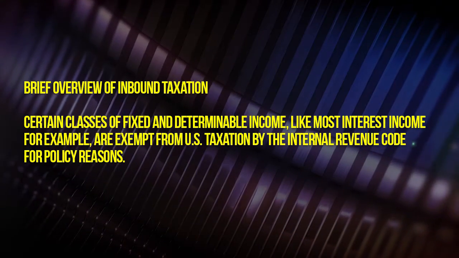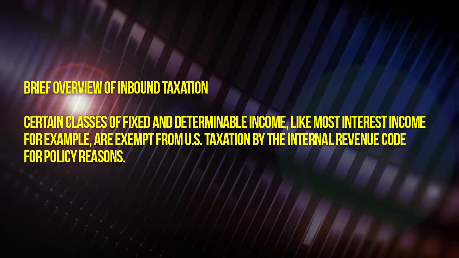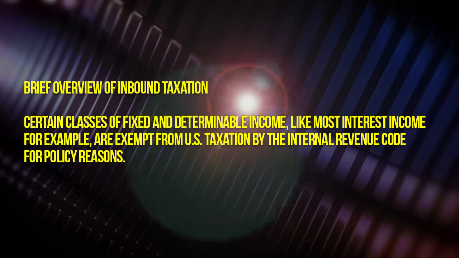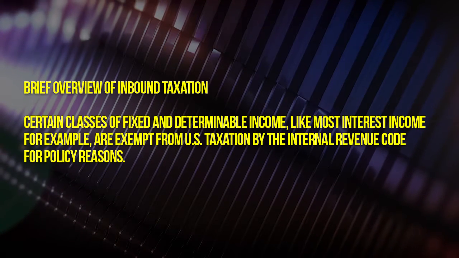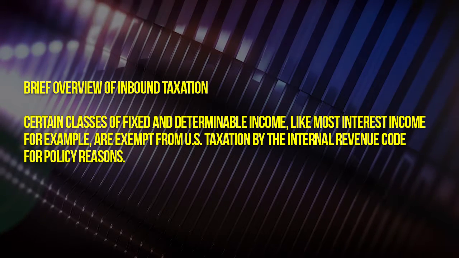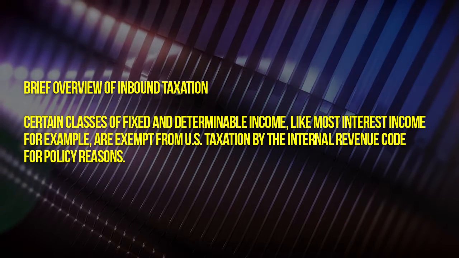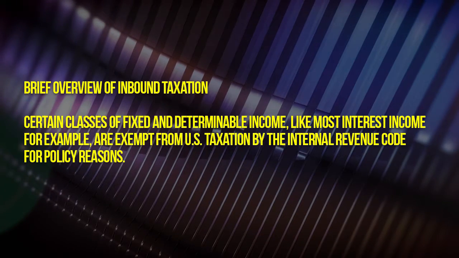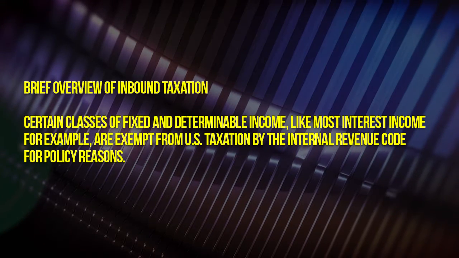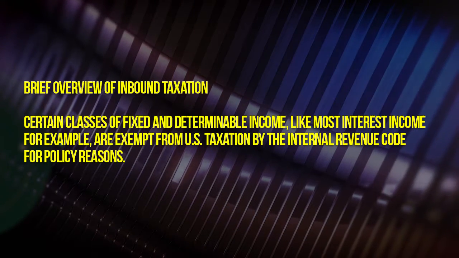A third way in which a non-resident alien or non-resident entity could be taxed: certain classes of fixed, determinable, and periodic income are excluded from taxation by the Internal Revenue Code, specifically for foreign taxpayers and foreign entities, for policy reasons. For example, interest income. Certain types of interest income are excluded from U.S. taxation with the idea that if funds are loaned in the United States, that's good for the U.S. economy. To not tax a foreigner lending into the United States is expected to generate more loans in the United States, which is supposed to increase the economy.